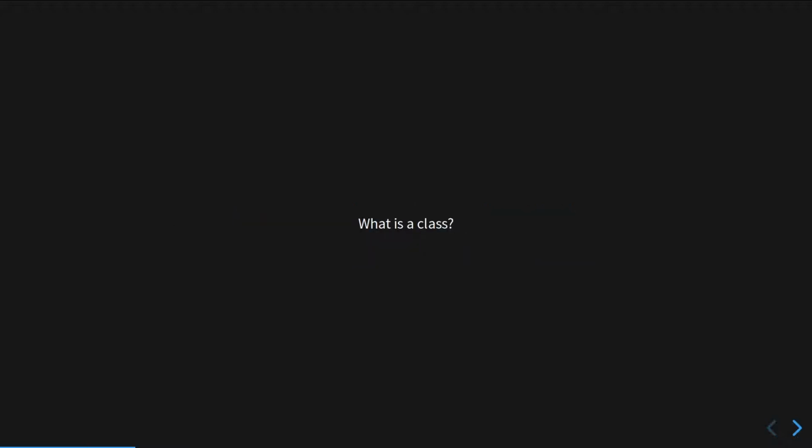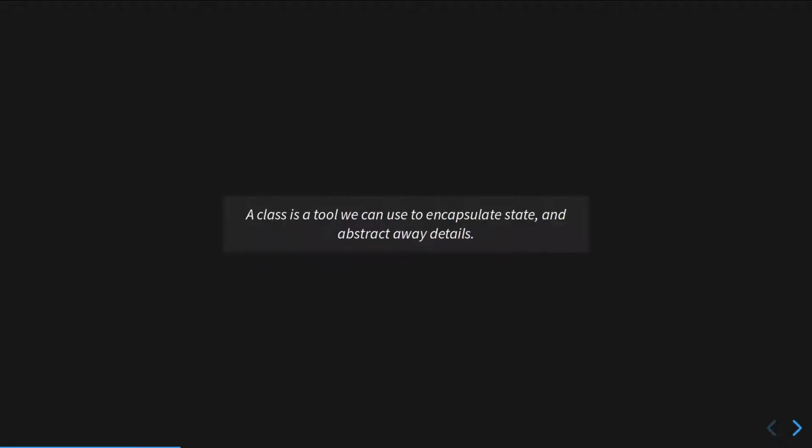Now that we've done a quick review on how to use classes, what is a class? Hopefully, we have quite a good sense of what a class is, but more specifically, a class is a tool we can use to encapsulate state and abstract away details. Now this is a mouthful probably, but in essence, one example of an encapsulation would be when we want to use an LED. When we want to use an LED, we don't need to know how the LED turns on or off. We just need to know that we can turn it on and off. This is what encapsulation is, hiding away details that are not necessary to use it.